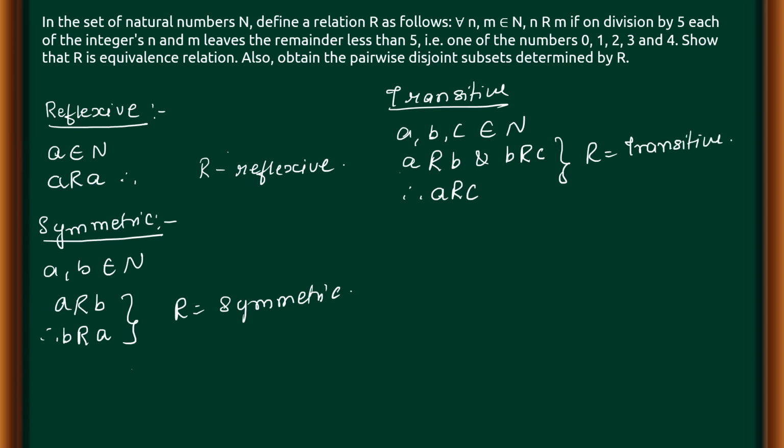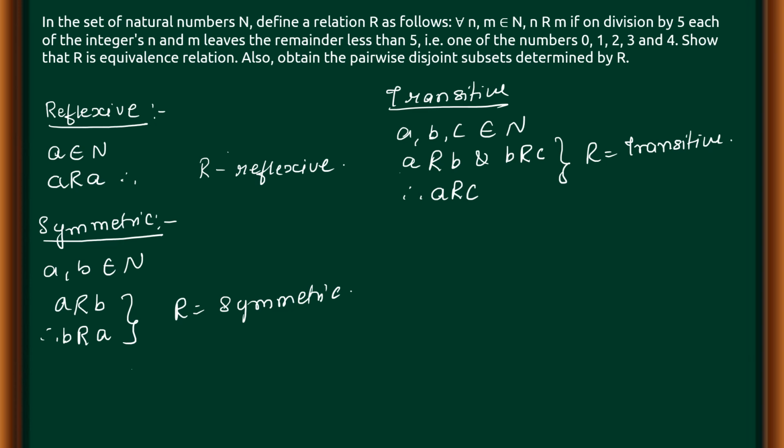Okay. Now they are talking about the next part, where we also obtain the pairwise disjoint subsets. Now we have to find the disjoint subsets. What does that mean? Disjoint subsets means they are asking us to find the equivalence classes. Equivalence classes of what? Equivalence classes of numbers which fulfill the given condition.